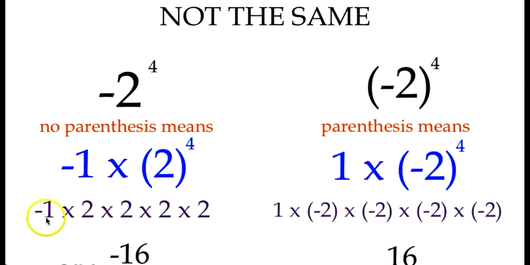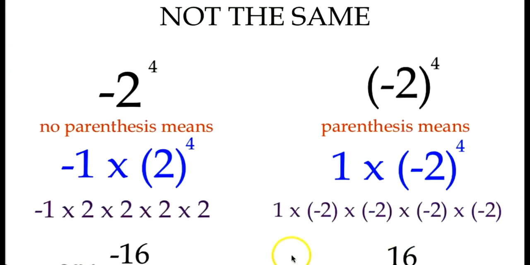So written out, we have negative 1 times 2 times 2 times 2 times 2. There are 4 2's, which is indicated by this 4 right here. And then we have 1 times negative 2 times negative 2 times negative 2 times negative 2. There are 4 negative 2's. If I have negative 1 times 2, that's negative 2, times 2 is negative 4, times 2 is negative 8, times 2, which is negative 16. If I have 1 times negative 2, that's negative 2, times negative 2, that's positive 4, times negative 2, that's negative 8, times negative 2, that gives me 16.